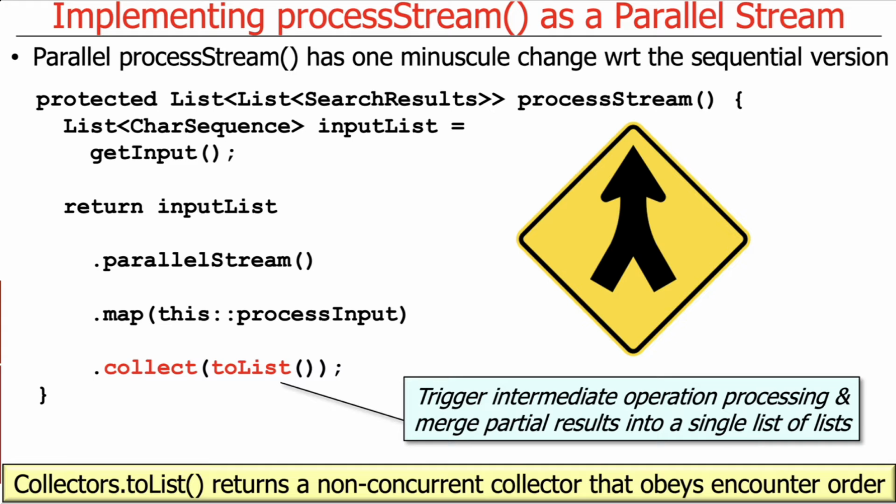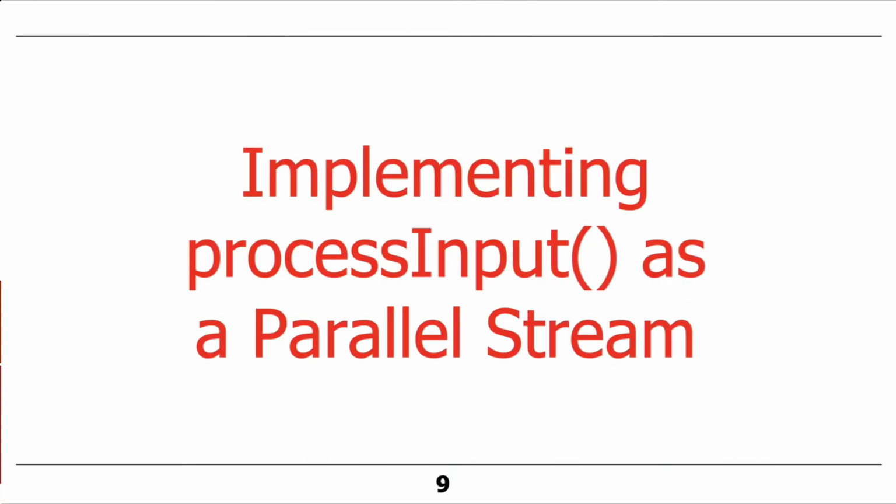And don't be confused by the word non-concurrent. It doesn't mean that this thing doesn't run concurrently. It means that the non-concurrent collector doesn't have to have any synchronization in it because the streams framework arranges things such that there are never race conditions as sub-results are merged together to form the final reduced list. And we'll talk more about that later.